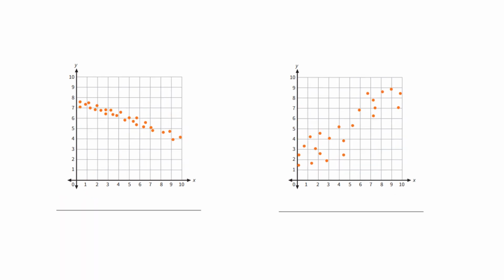For our last two problems, we have our line running through the middle of the points, going in a downward pattern, making it a negative association. The points are very close to that trend line, so we would call it a strong negative association.